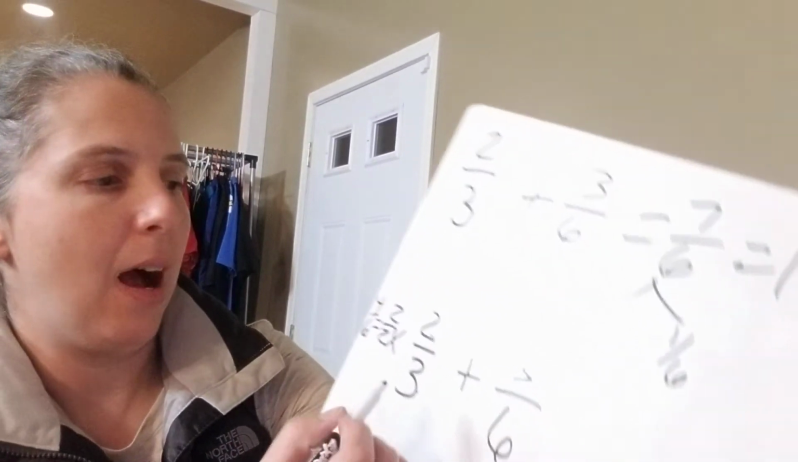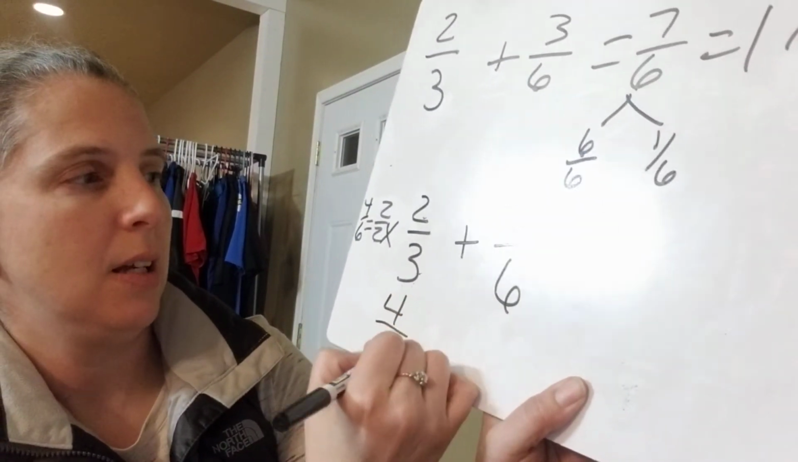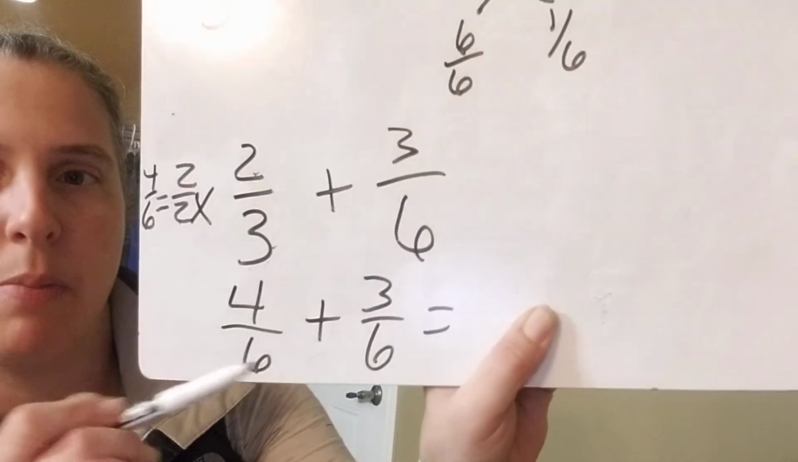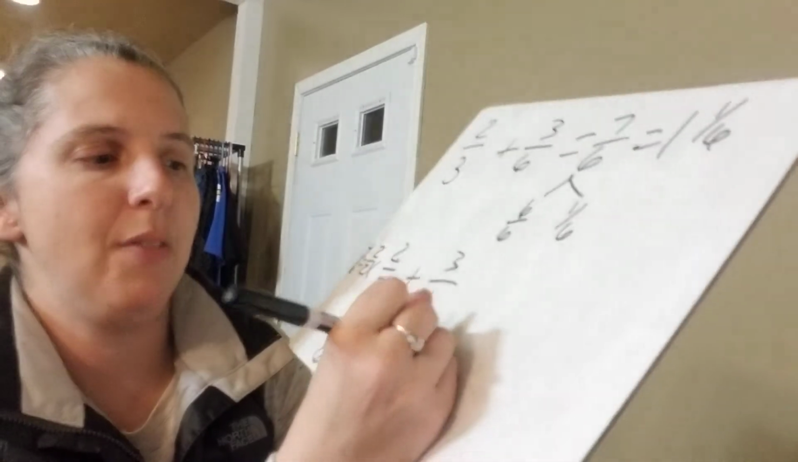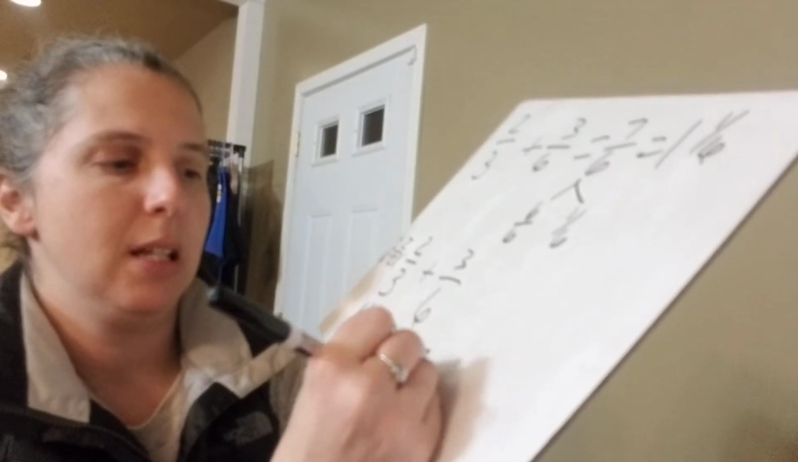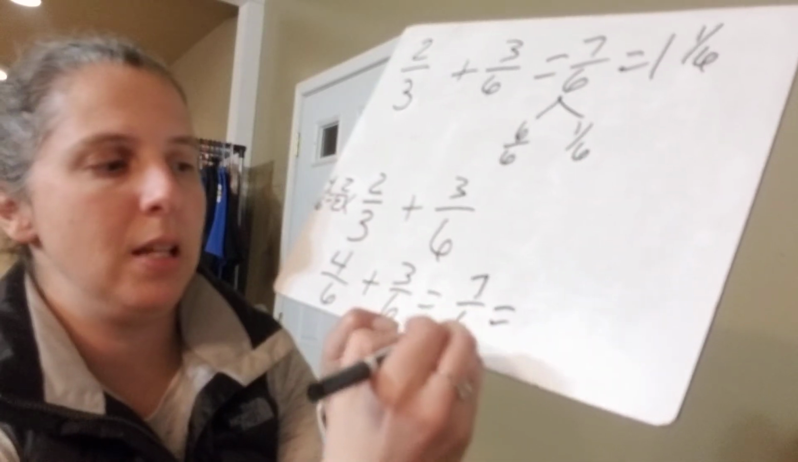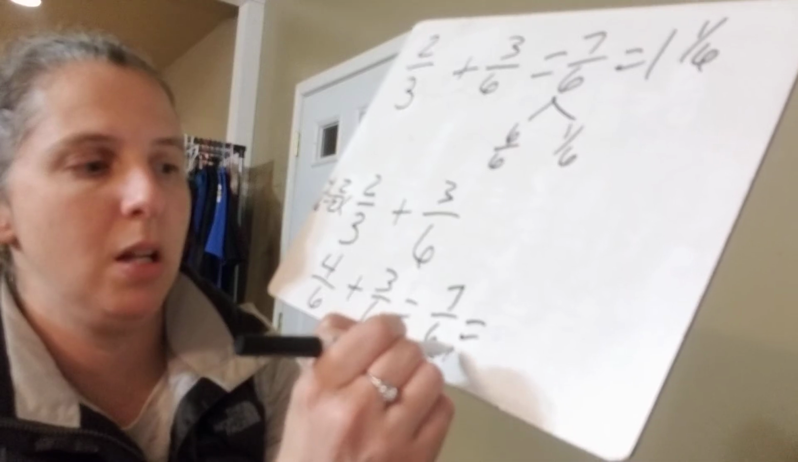All right? So now in my space, I would rewrite that. 4 6 plus 3 6 equals, same denominator. You know how to do this. 4 plus 3 is 7. 7 6. Okay? And then that same number bond up there, they need 6 6 to make 1. 7 minus 6 is 1.